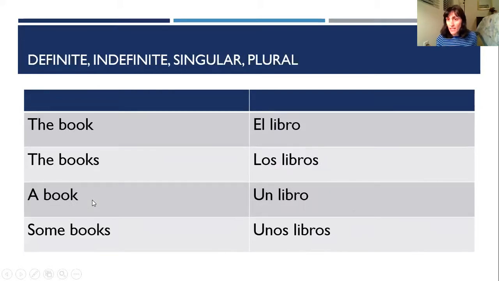So when you learn a noun in Spanish, it's good to learn it with an article in front of it so that you can remember whether it's feminine or masculine. Here are some examples. The book in Spanish would be el libro. The plural form of that, the books, is los libros. So el went to los, and I added an S to the noun to make it plural, los libros. A book is un libro, masculine singular. But some books would be unos libros.